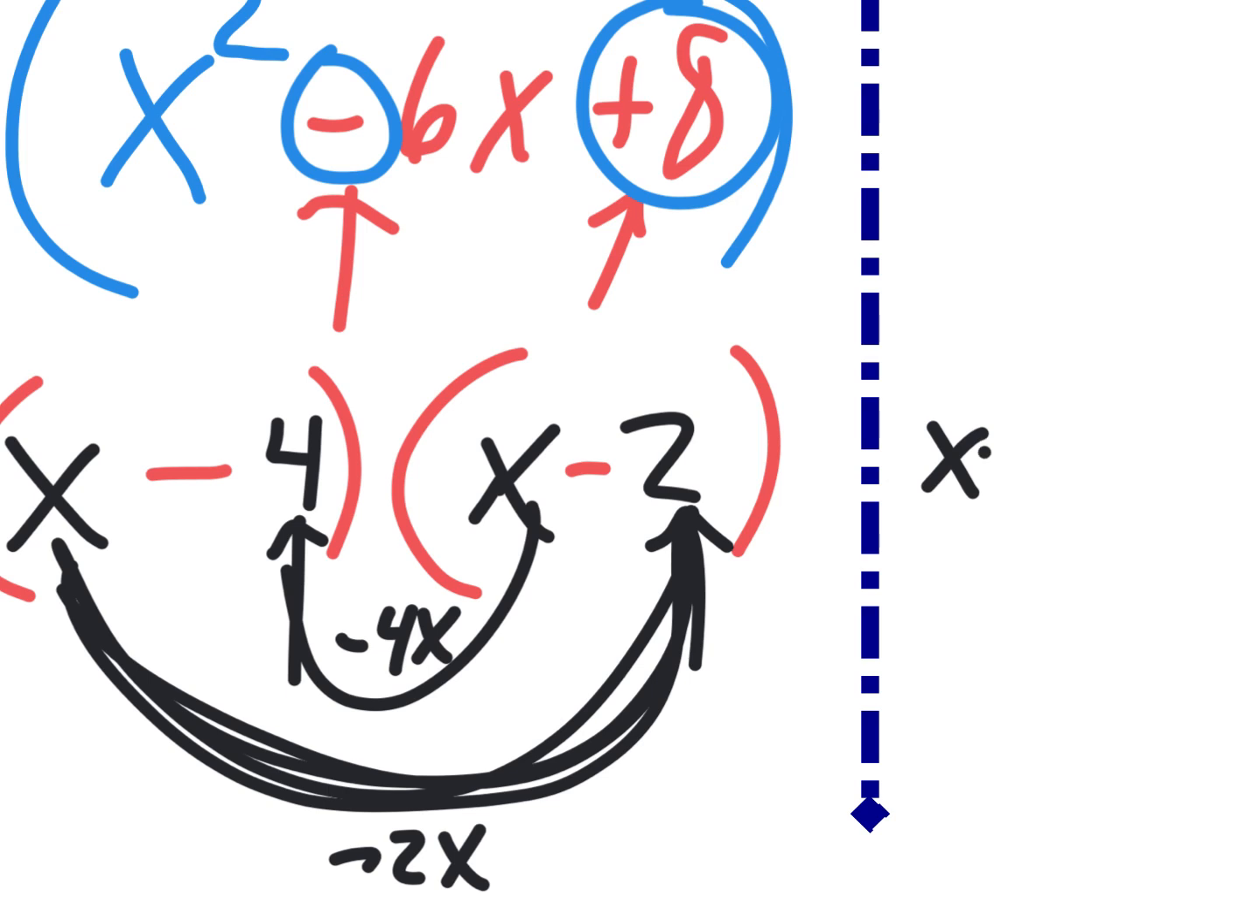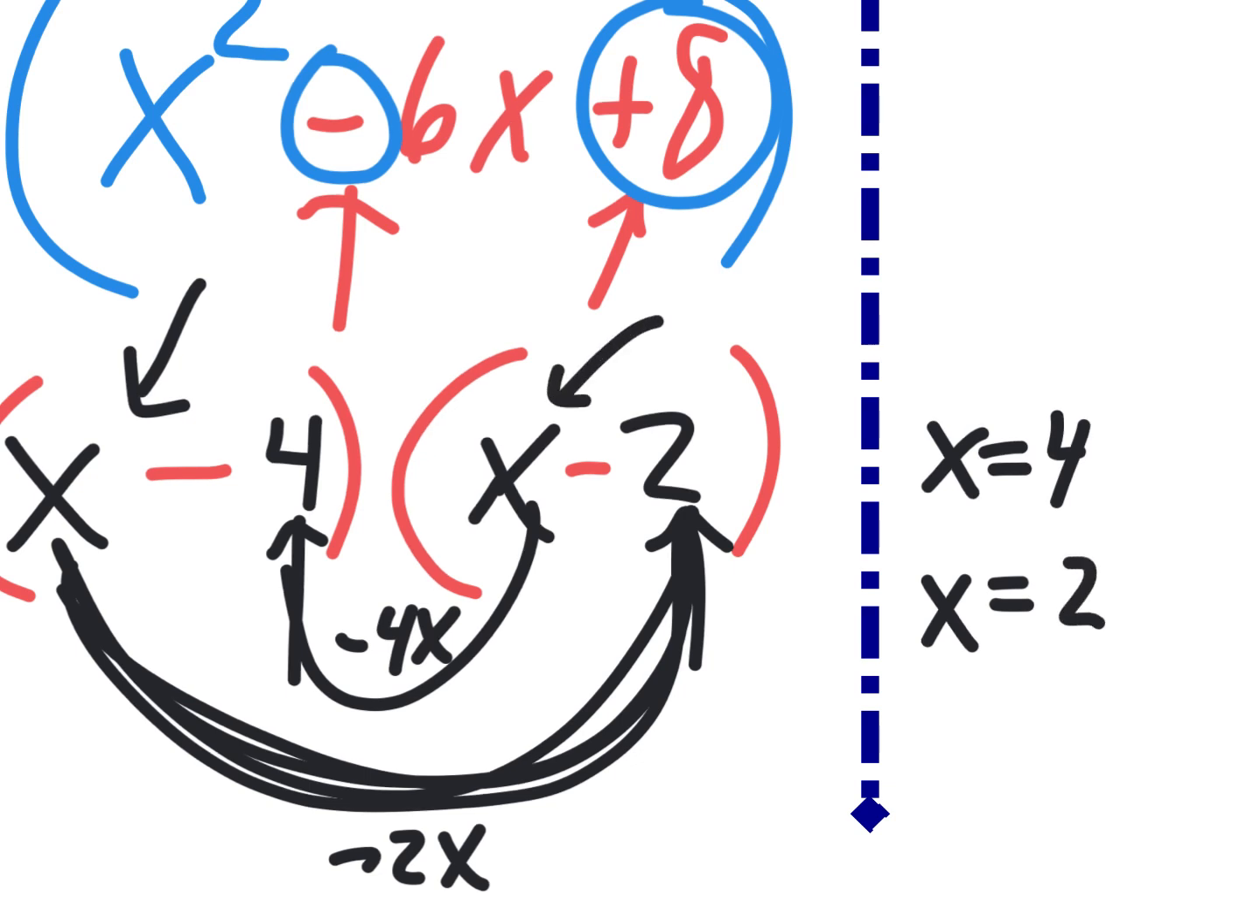And so the answers are x equals and x equals. For this one, I'd want 4. For this one, I'd want 2. So those are the x-intercepts right there.